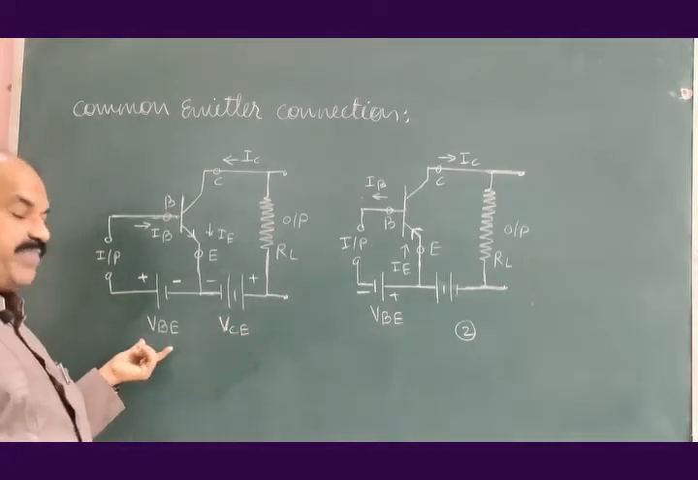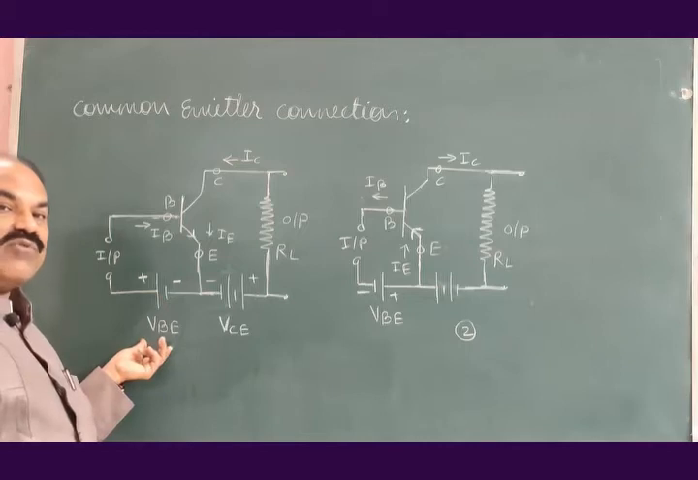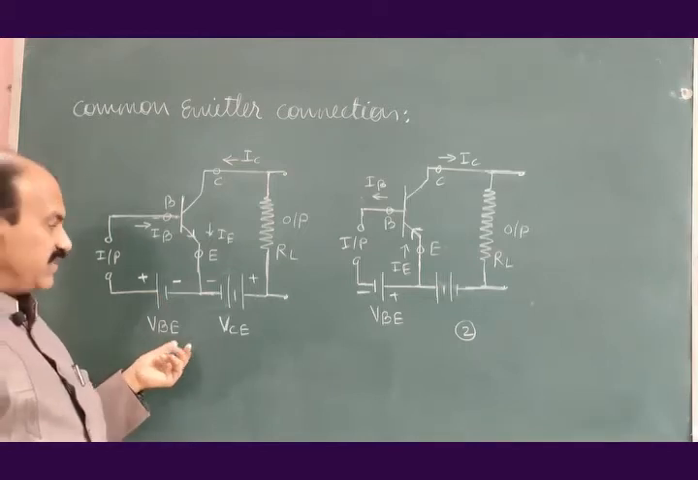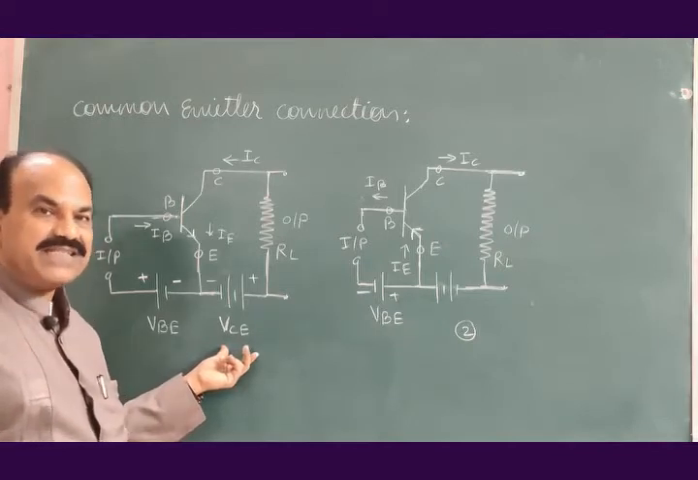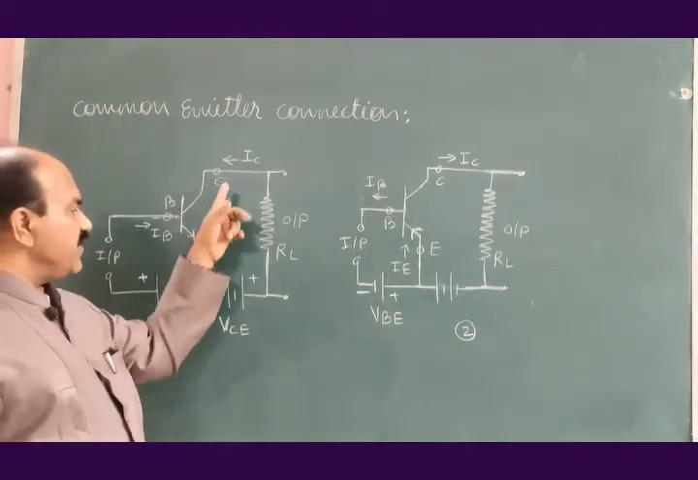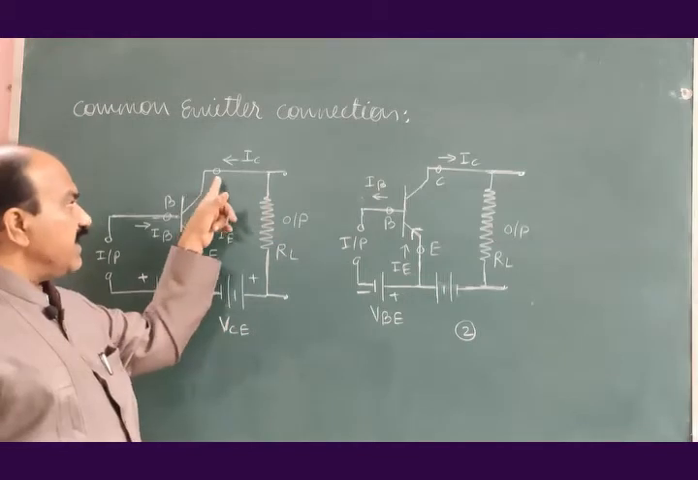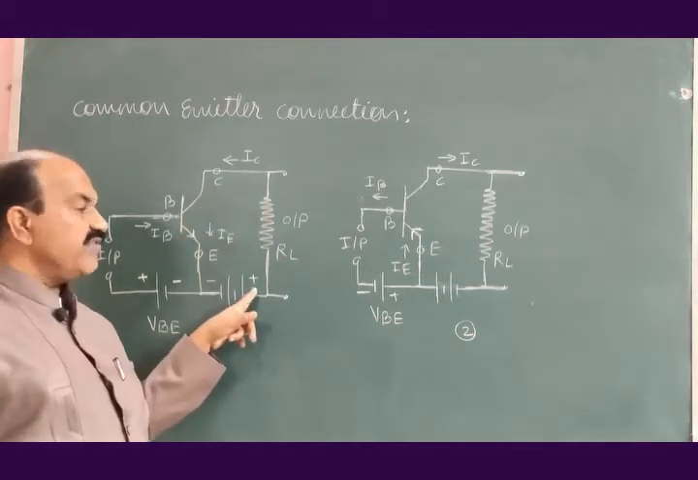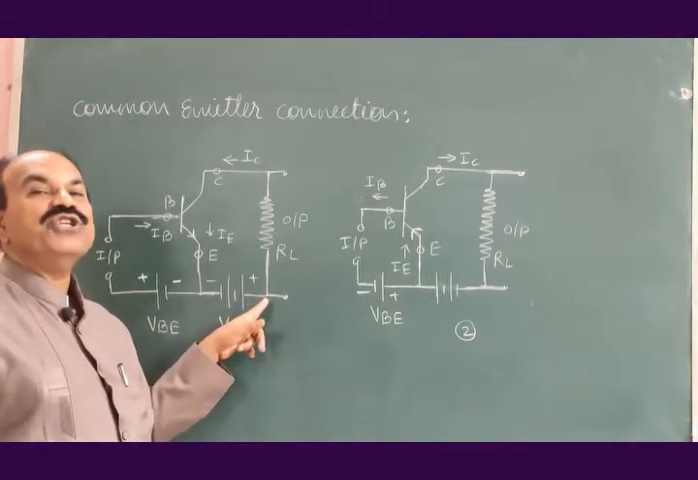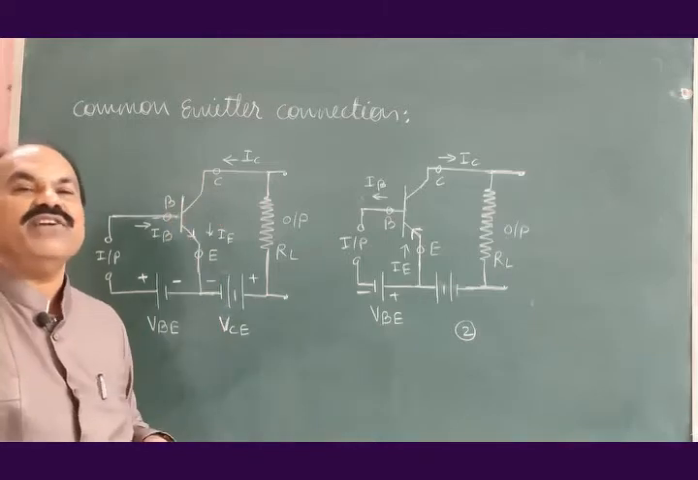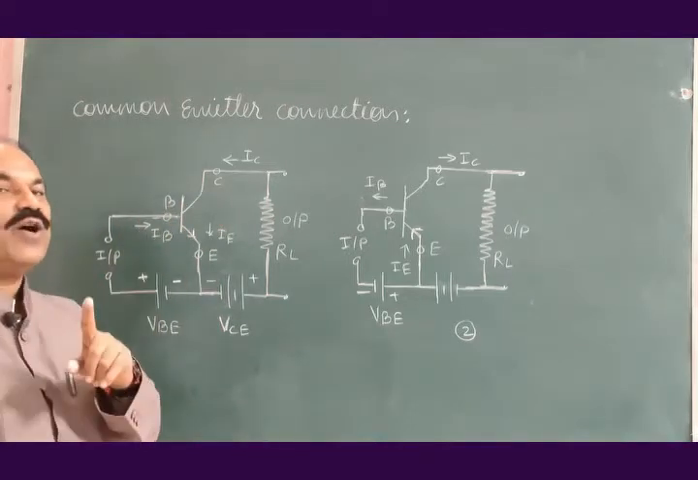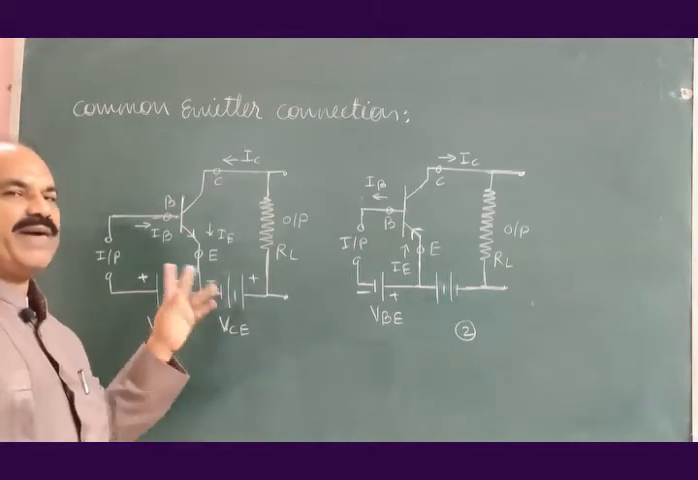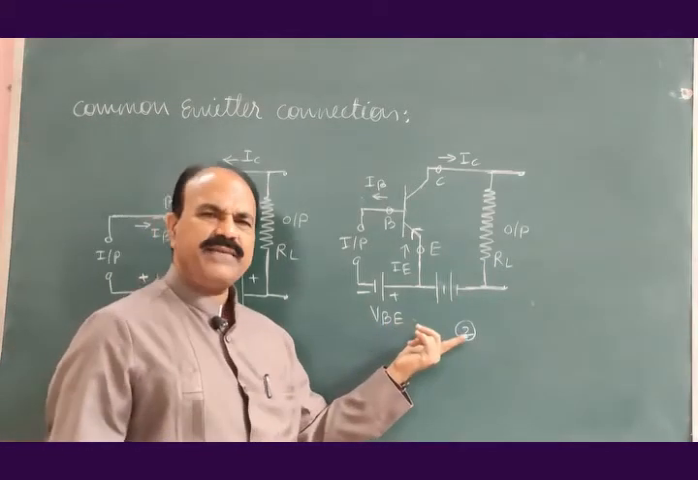VBE is the battery providing voltage between base and emitter. VCE is the battery providing voltage between collector and emitter. Collector is of N type, and the voltage given to the collector is positive. So the collector is always connected in reverse bias. Base is connected in forward bias, FR biasing. The same thing is here.